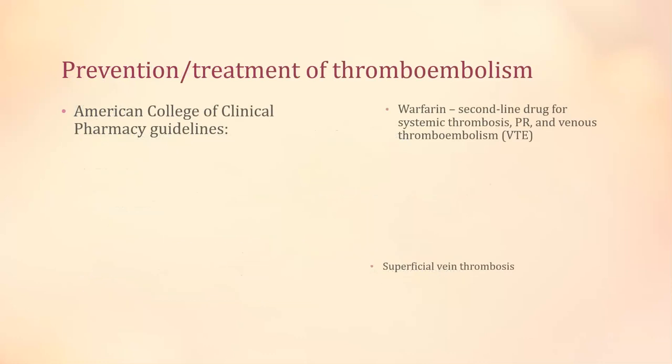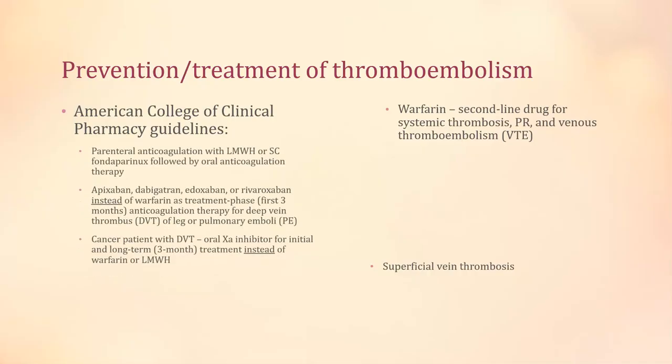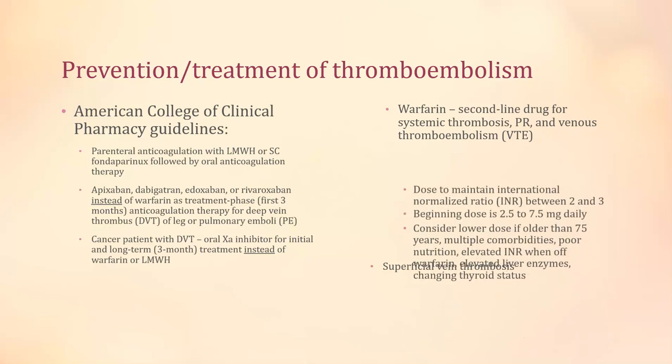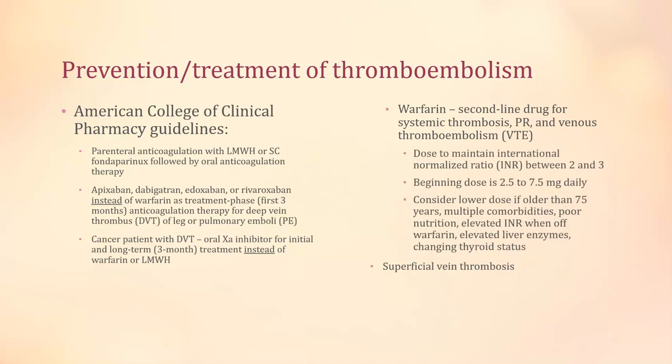Prevention and treatment of thromboembolism. Parenteral anticoagulation with low molecular weight heparin or sub-Q fondaparinux, followed by oral anticoagulation therapy. A cancer patient with DVT, oral XA inhibitor for initial and long-term treatment instead of warfarin or low molecular weight heparin. Warfarin is second-line drugs for systemic thrombosis, venous thromboembolism.